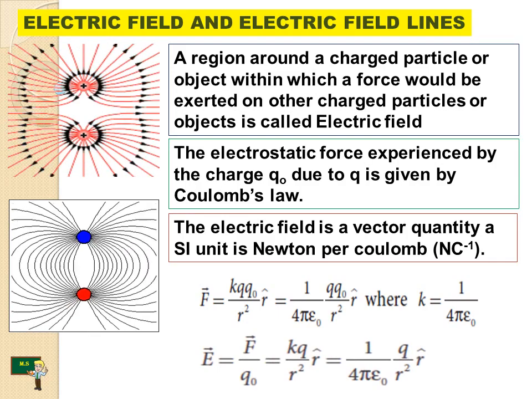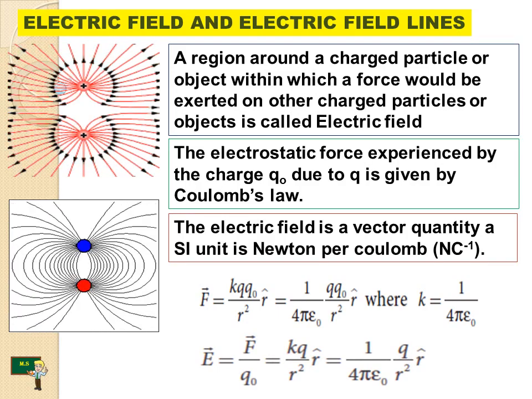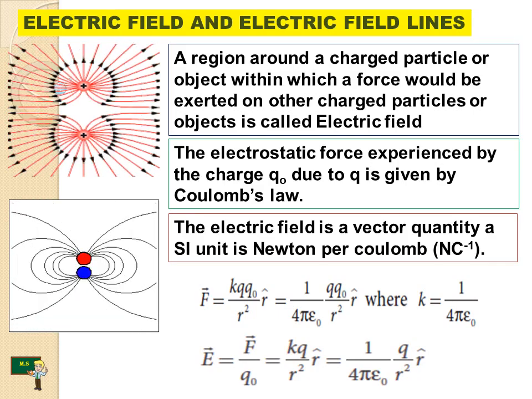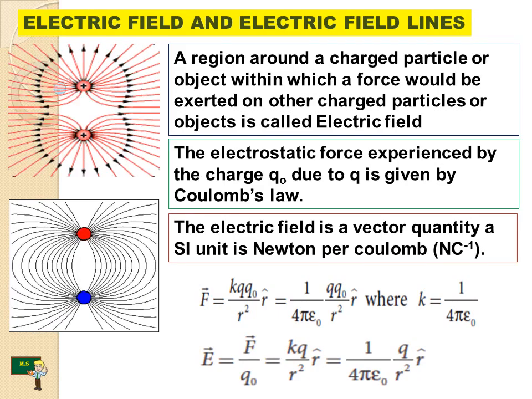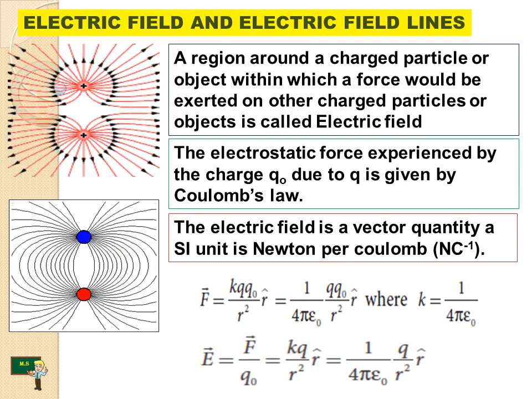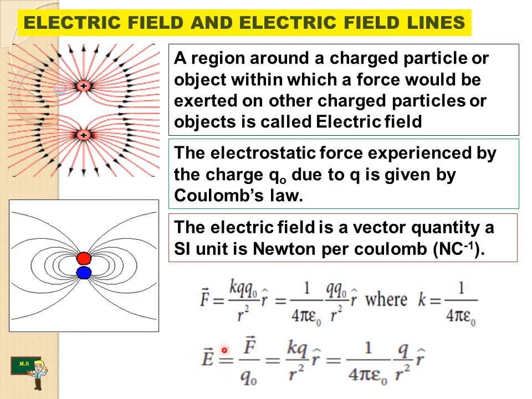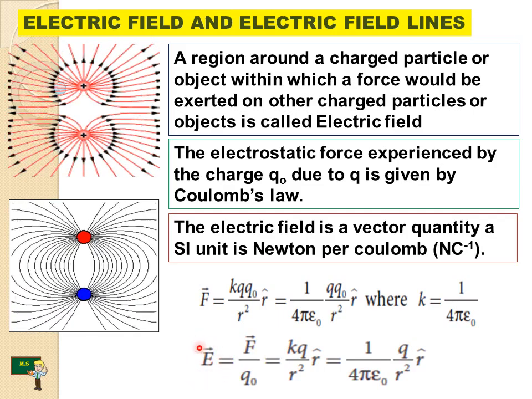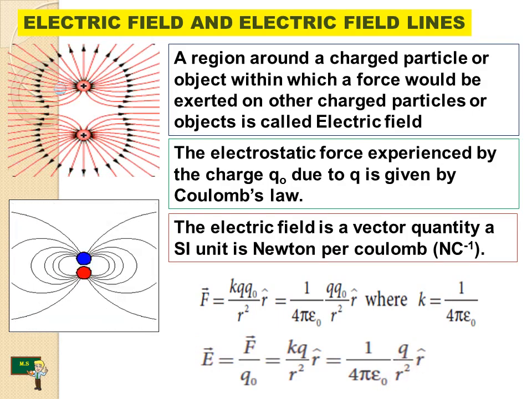Or E is equal to F by Q0, which is K into Q by R square into R cap, or 1 by 4 pi epsilon naught Q by R square into R cap. This E stands for electric field. Therefore, electric field is equal to 1 by 4 pi epsilon 0 Q by R square into R cap.